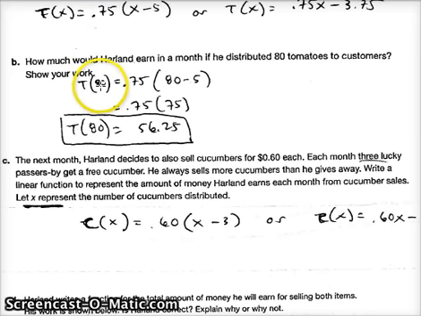So x is equal to 80. Every time you see x, you put in 80. So that means you're only getting a profit for 75 of those tomatoes. 75 times 75 will give you 56.25. Harlan will earn $56.25 selling 80 tomatoes.